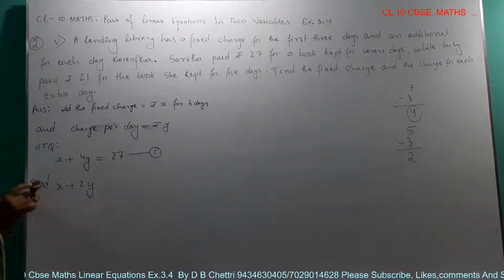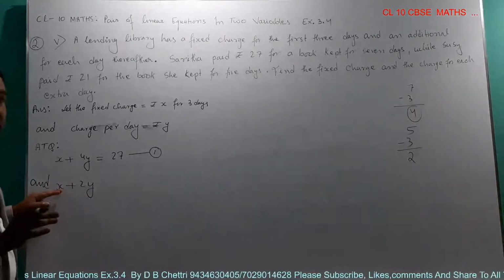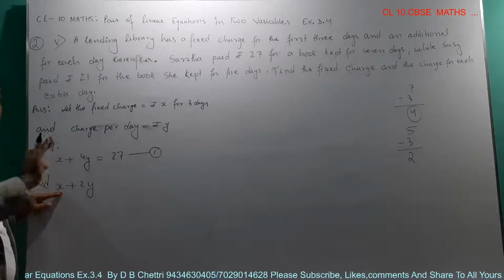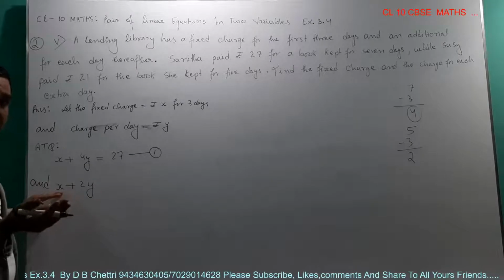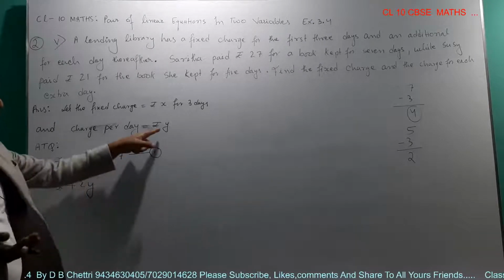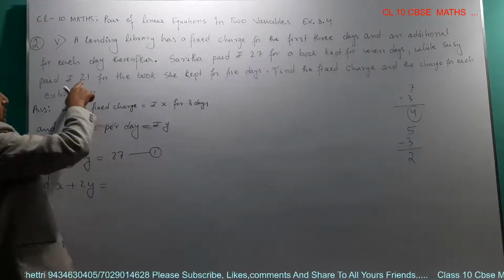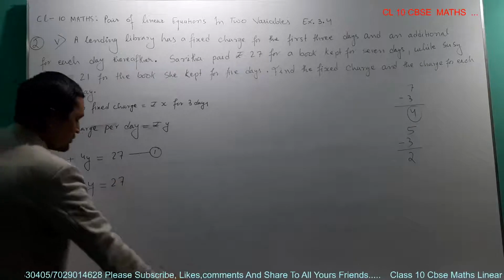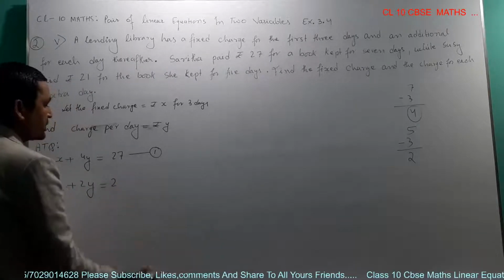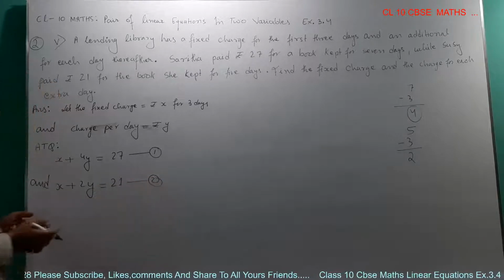She kept the book 5 days. Out of 5 days, rupees x is fixed for 3 days. Subtracting 3 from 5, how many days are left? 2 extra days, so 2y. For 1 day y, for 2 days 2y, equals, including everything together, how much did she pay? Rupees 21. Now the equations are ready.